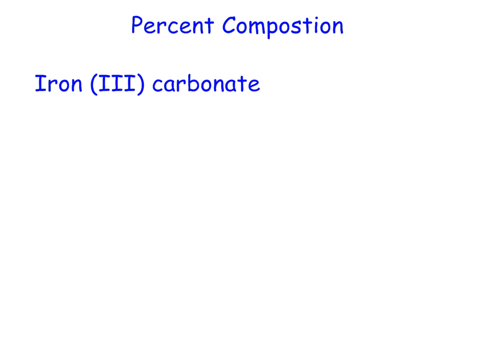So the example we use is iron(III) carbonate. The iron(III) would be Fe with the 3 plus, and carbonate being a 2 minus, the correct balanced formula would be Fe2(CO3)3, the carbonate taken 3 times.